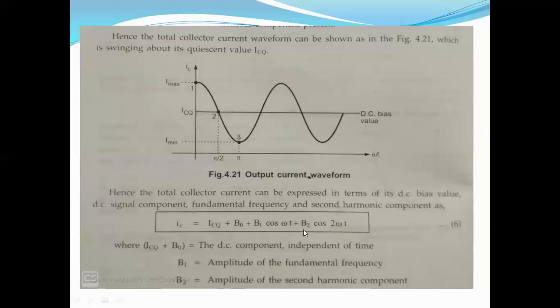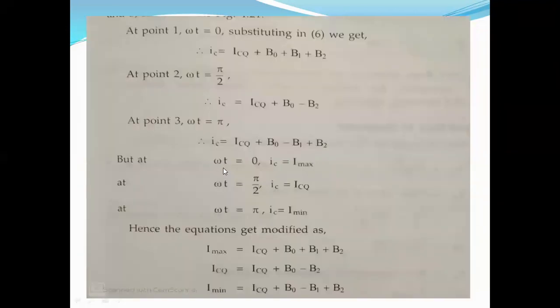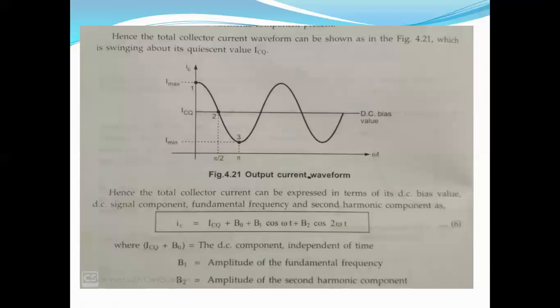And B2 is the amplitude of the second harmonic component. This is the distortion component. From 2F, 3F, 4F, and so on, we can have some distortion. Here we may get some 2 omega term, that is the second harmonic term, and because of this frequency we may have some distortion. So B2 is the amplitude of that second harmonic component. Let us find out the equations at each and every point.